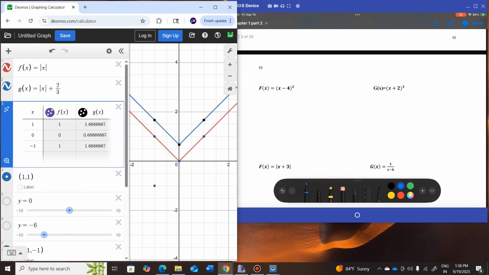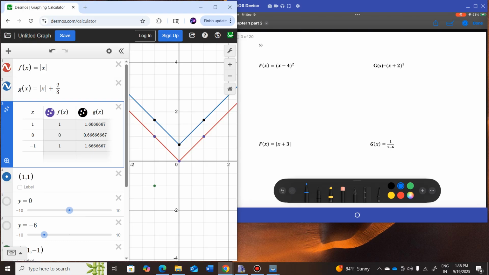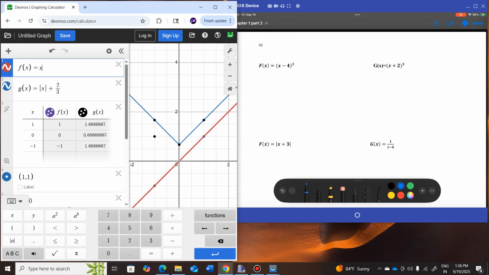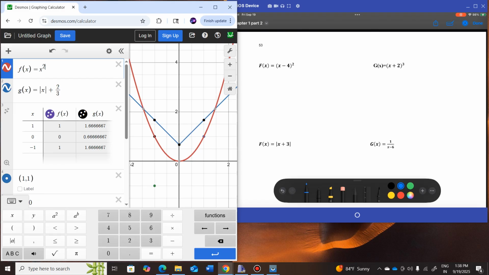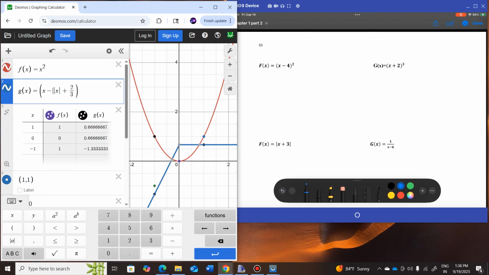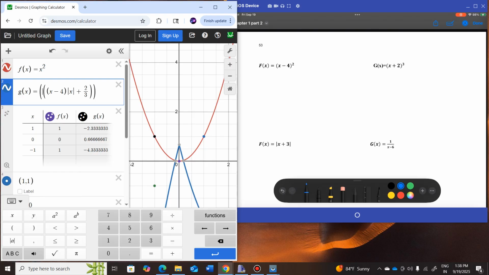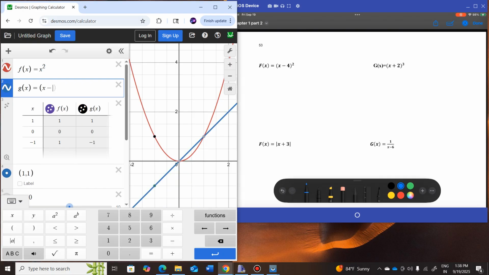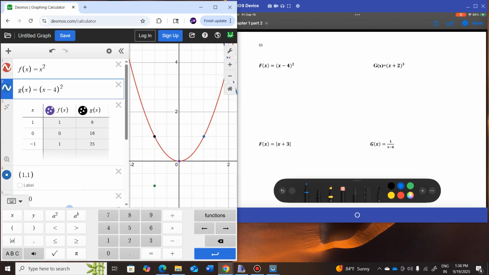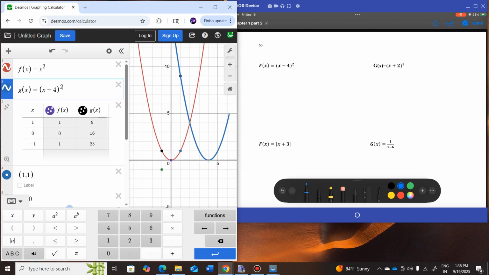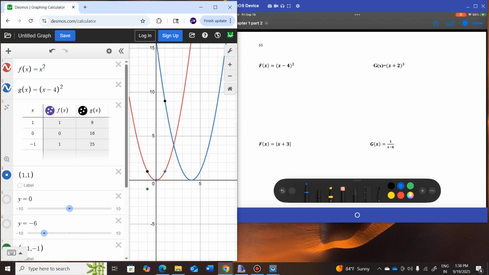So let's do a couple examples. Let's look at x squared and x minus 4 squared. Okay, and so we can see this x minus 4 squared is shifted to the right 4 units.